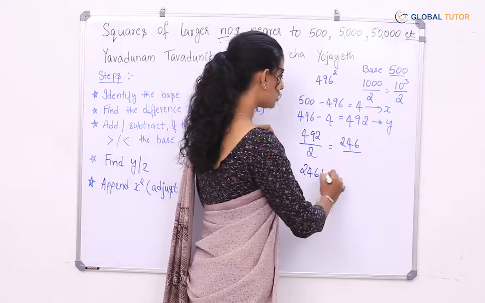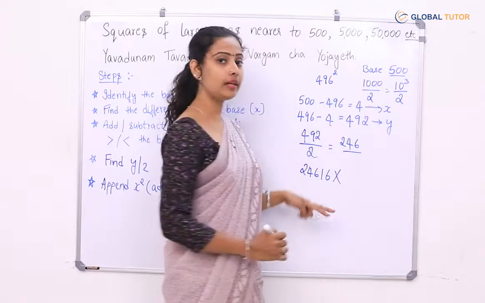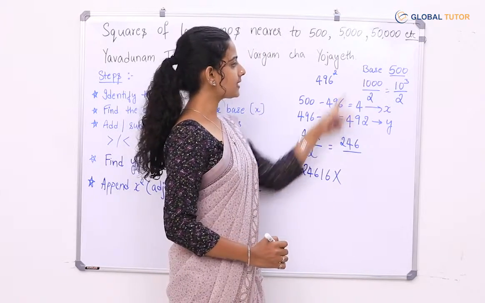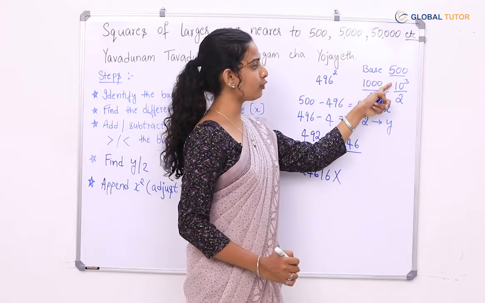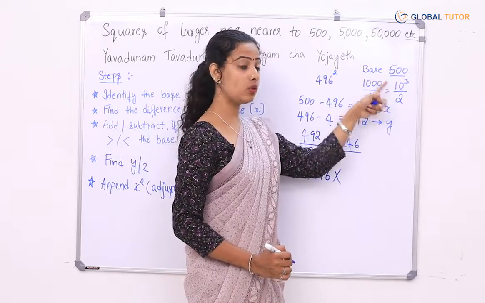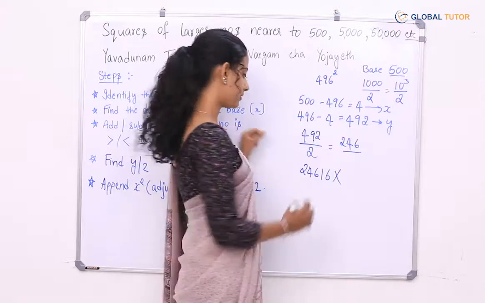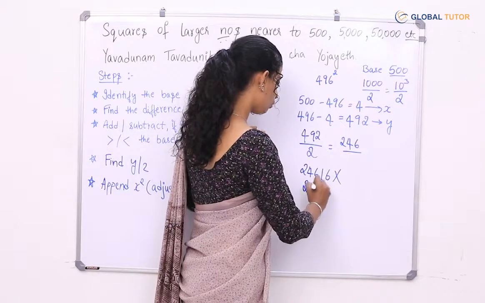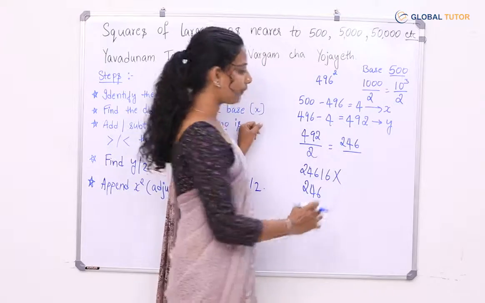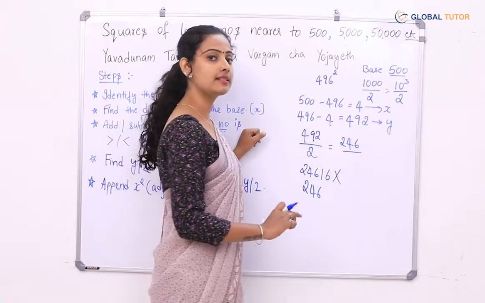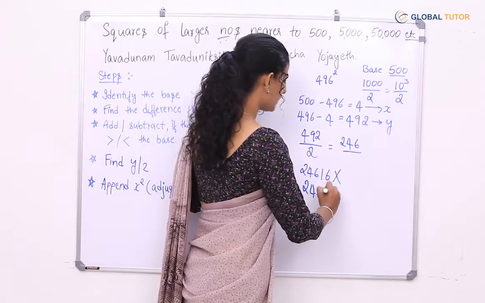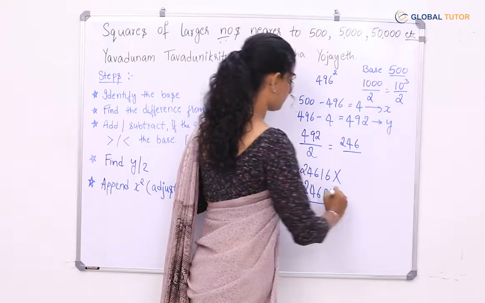However, we cannot just write 16 here. It will be wrong. Why? Because in the base, we took the 10 form as 10 cube. So x square has to be written in a 3-digit format. So we will write 246, and instead of writing 16, I'll write 016 to make it a 3-digit number.